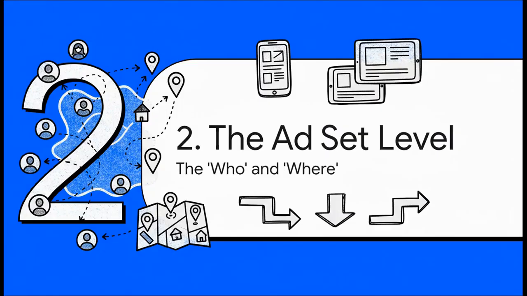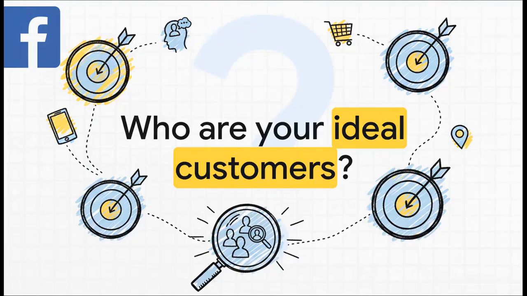All right, so let's move one level down to the ad set. Now that we know our why, we get to figure out the who and the where. Who are we talking to, and where are they going to see our ad? And before you click anything, you've got to ask yourself this. Who am I really trying to reach? Get a picture in your head. The more specific you can be right now, the better your results will be later.